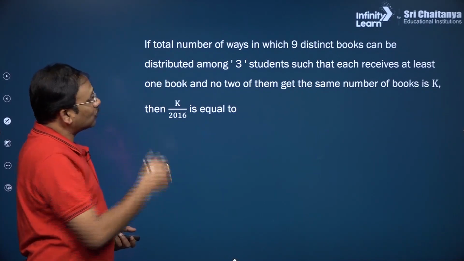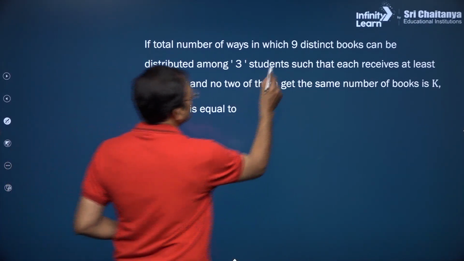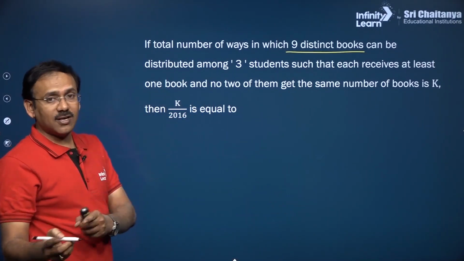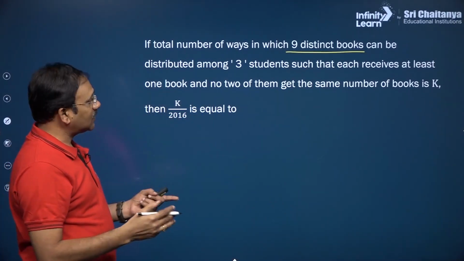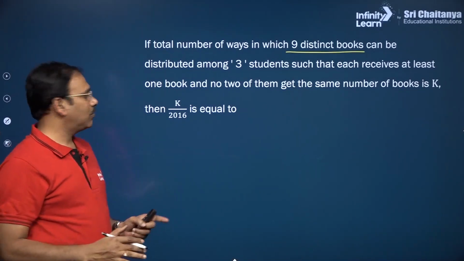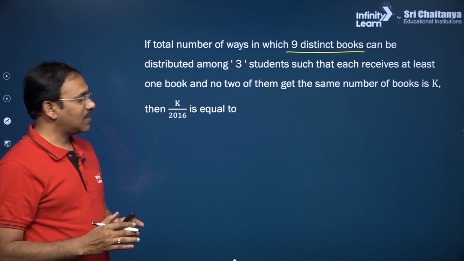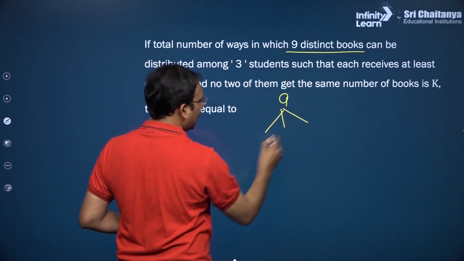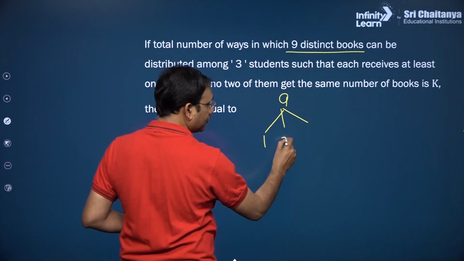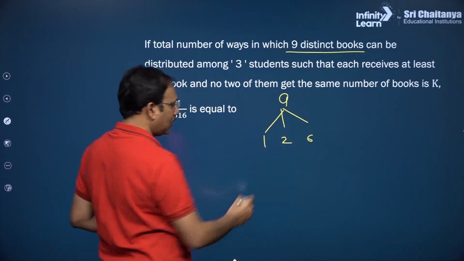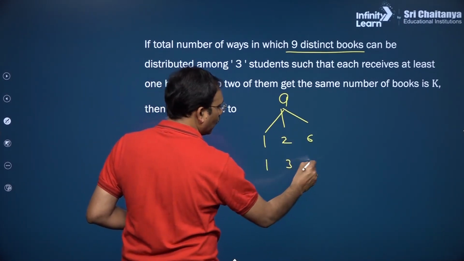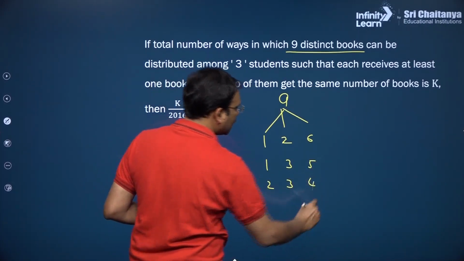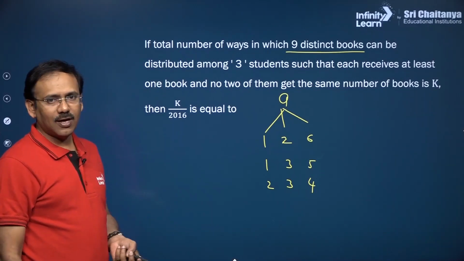Next, my dear friends, the total number of ways of distributing 9 distinct books among 3 students. Students are different, books are different, such that each student receives at least 1 book and no 2 of them get the same number of books. That means this 9 can be split into 3 parts, like 1, 2, 6 is one possibility, 1, 3, 5 is another possibility, 2, 3, 4 is another possibility. You can't find other possibilities.